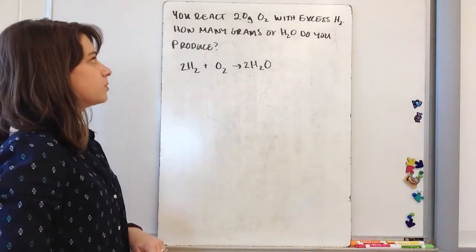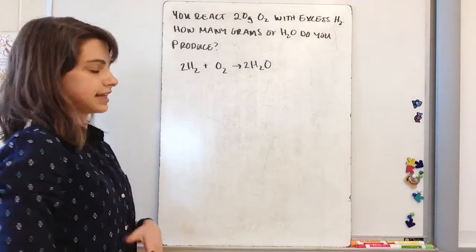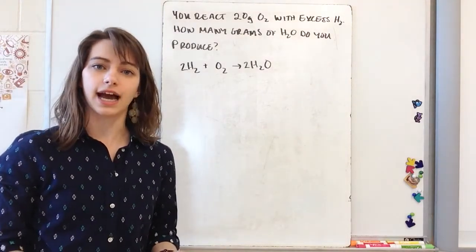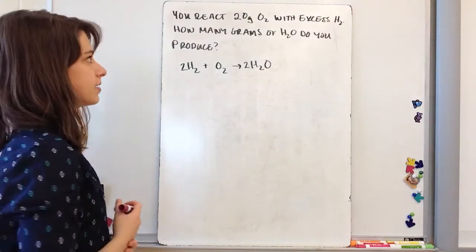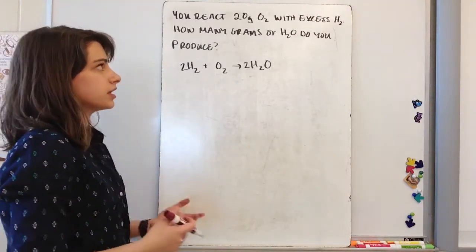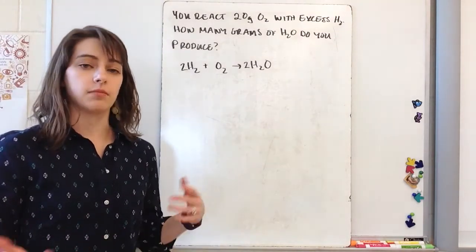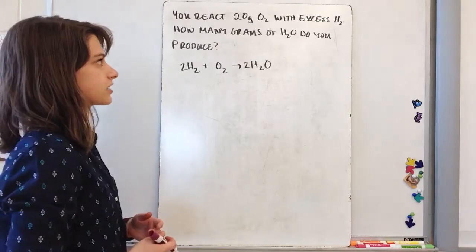In this example, we say that we react 20 grams of oxygen with excess hydrogen. That just means we're not really going to care about the hydrogen that much. There's plenty there to do the reaction. We don't worry about that number. How many grams of water do you produce? So we're really looking, if we have 20 grams of oxygen, how much water are we going to make, given that we have plenty of hydrogen there to do this reaction?